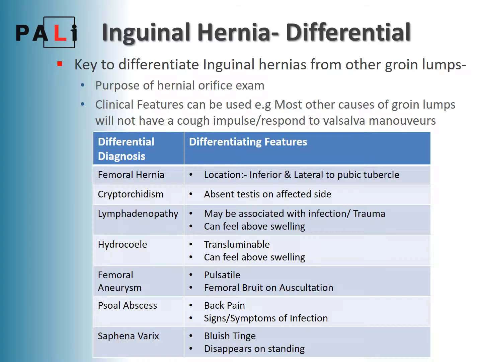There's a long list of differentials for a groin lump, and it is important to differentiate hernias from other causes. This is the purpose of your hernial orifice exam, and the clinical features of a lump from an inguinal hernia can be used to distinguish it from others. For example, most other causes of groin lumps won't have a cough impulse or respond to Valsalva maneuvers. I've included a list of differential diagnoses below and differentiating features from inguinal hernias.